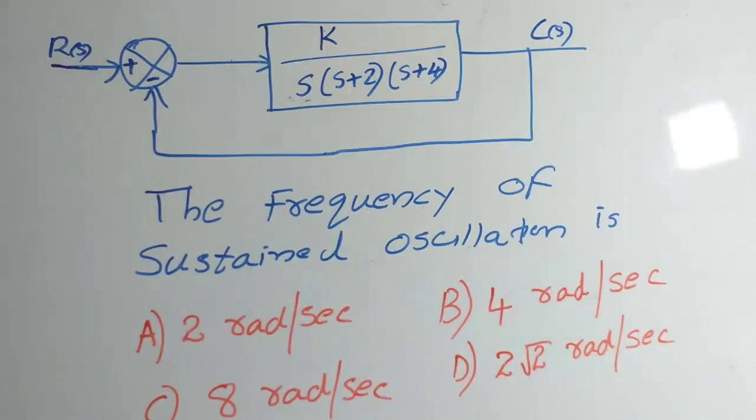Look at the third question. We have a unity feedback closed loop system. We want to obtain the frequency of sustained oscillation. The sustained oscillation is due to the presence of a single pair of poles on the imaginary axis. So the system is marginally stable. We want to find the frequency of sustained oscillations. Options are given.